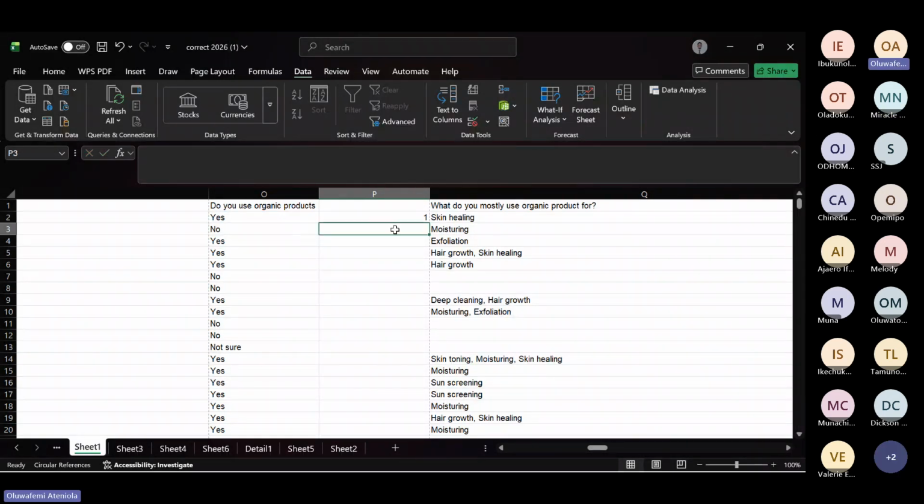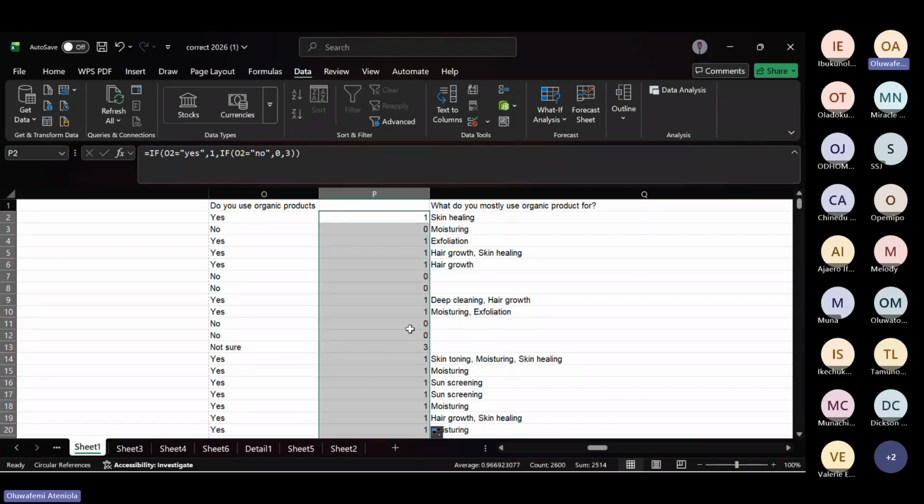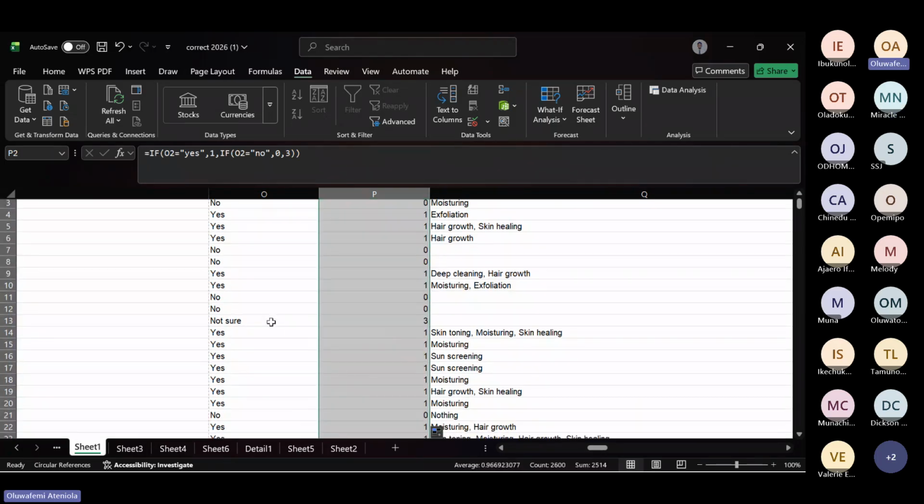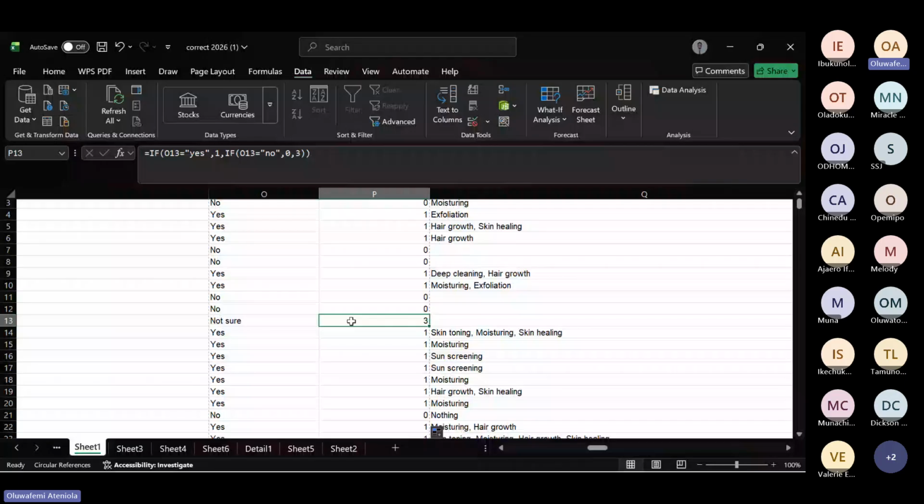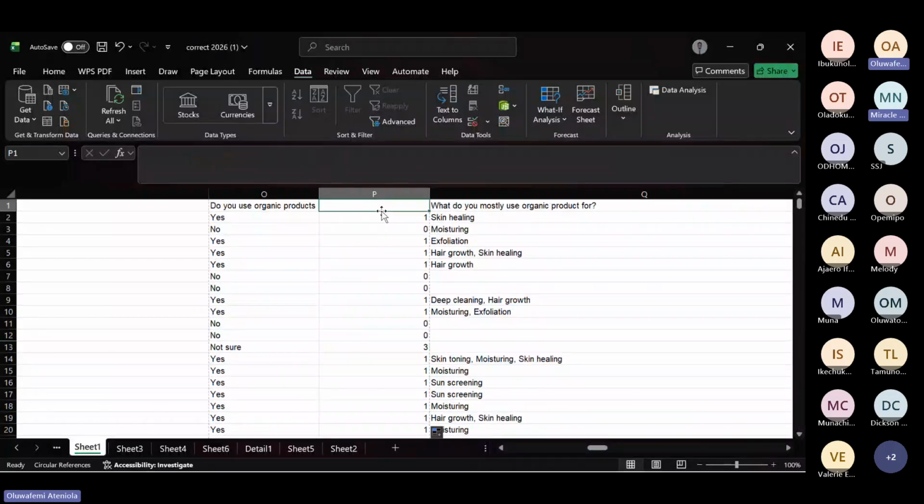You can see it is saying 1 because it says yes. By the time we copy it now, can you see we have 3 showing? I'll need you to do this too, but only do it for a column that has either yes or no. Did we take note of all these things? IF. So here it is. Let me do it again. This is what you're expected to do.